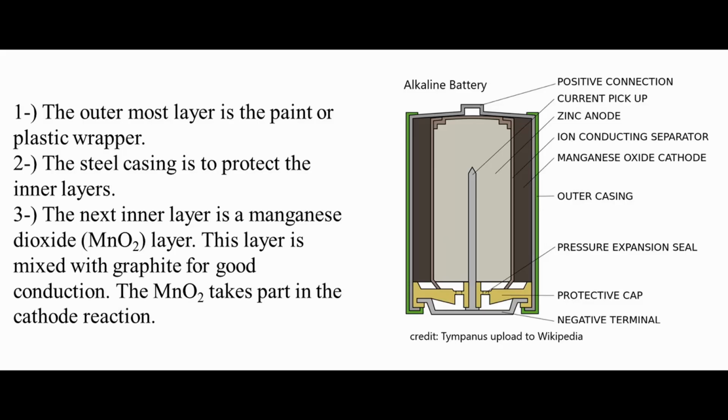The typical alkaline battery is built up in cylindrical layers as shown in the figure. The outermost layer is the paint or plastic wrapper. The steel casing is to protect the inner layers. The next inner layer is the manganese dioxide layer. This manganese dioxide is mixed with graphite for good conduction. The MnO2 takes part in the cathode reaction.